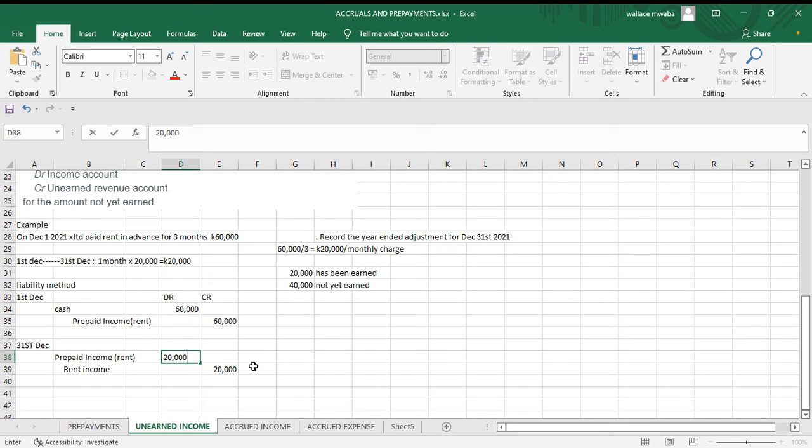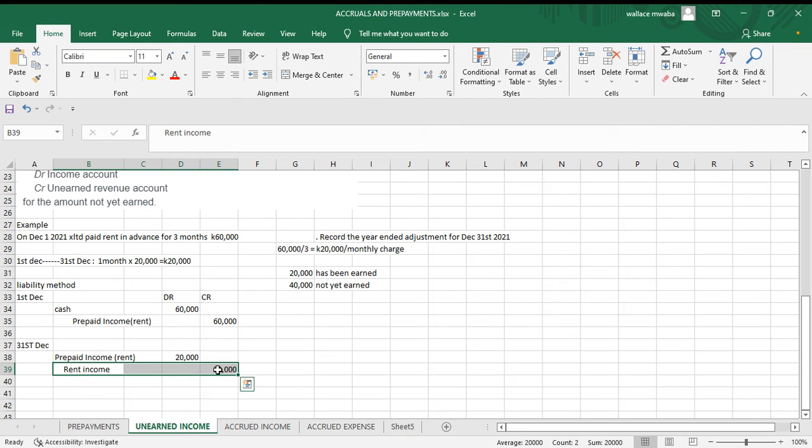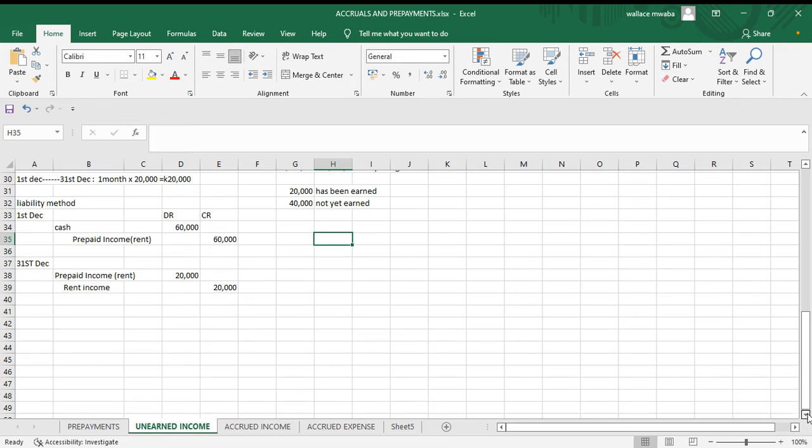As I said, in the liability method we're focusing on how much we have earned, and this rent income is how much we have earned. In other textbooks, you find this as rent revenue, or rent income, whichever. And in other books, instead of prepaid income, you find unearned income. They are one and the same thing. Now let's look at our T accounts.